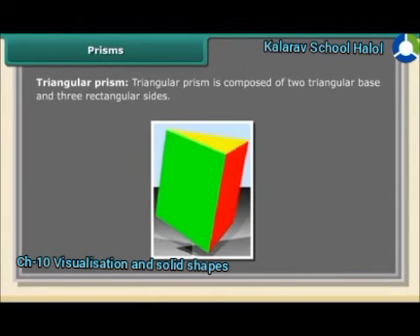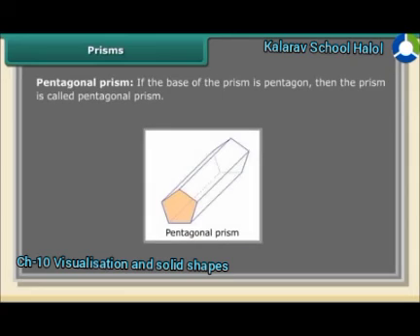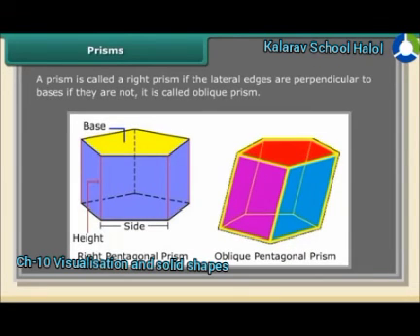Triangular prism. A triangular prism is composed of two triangular bases and three rectangular sides. Pentagonal prism. If the base of the prism is a pentagon, then the prism is called a pentagonal prism. A prism is called a right prism if the lateral edges are perpendicular to the bases. If they are not, it is called an oblique prism.